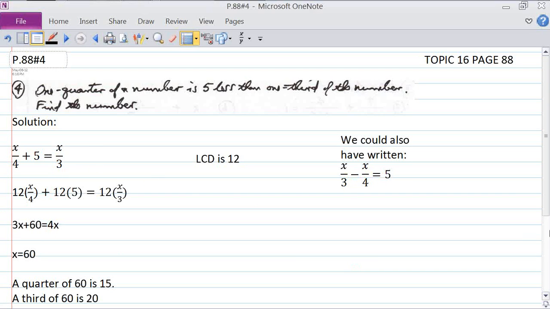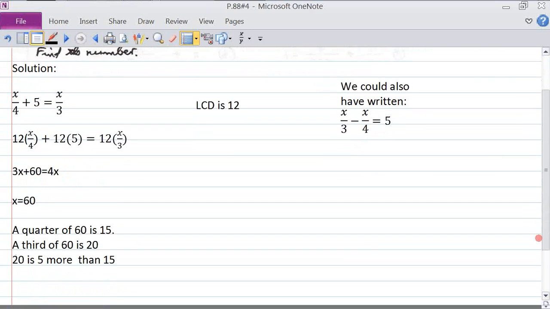I'm going to multiply through by the LCD, which is 12. 4 times 3 gives me 12. I'm going to multiply each term by 12 on these 3 terms. So 12x over 4, the 4 goes into the 12 3 times, and I get 3x. 12 times 5 is 60, and 12x over 3 is 4x. So if we transpose the 3x over to this side, we get 4x minus 3x equals x, x equals 60.